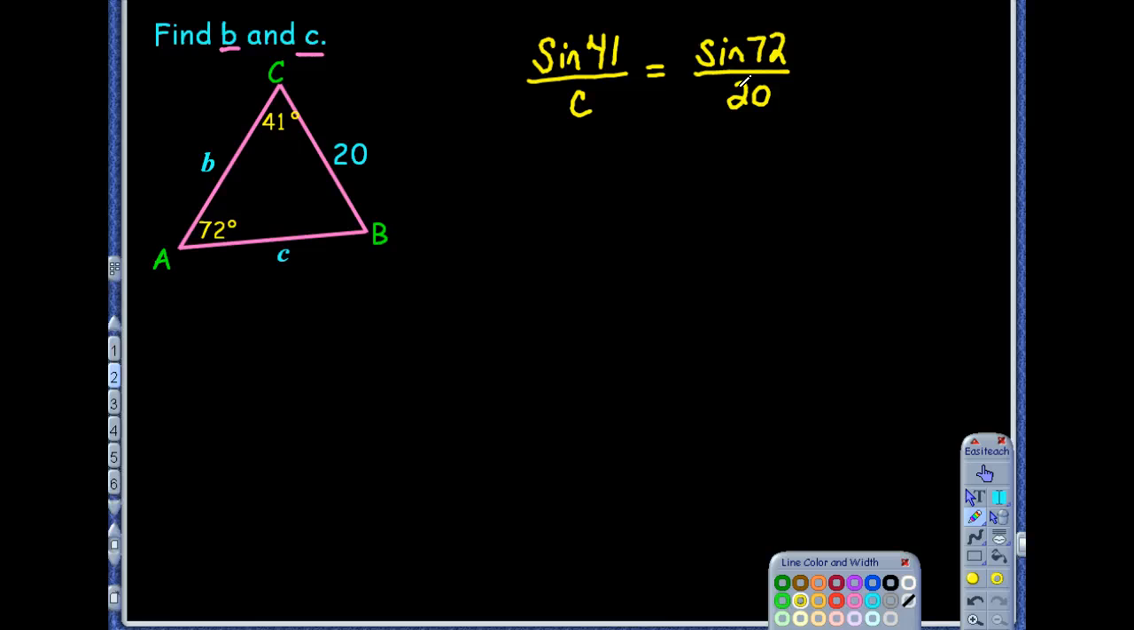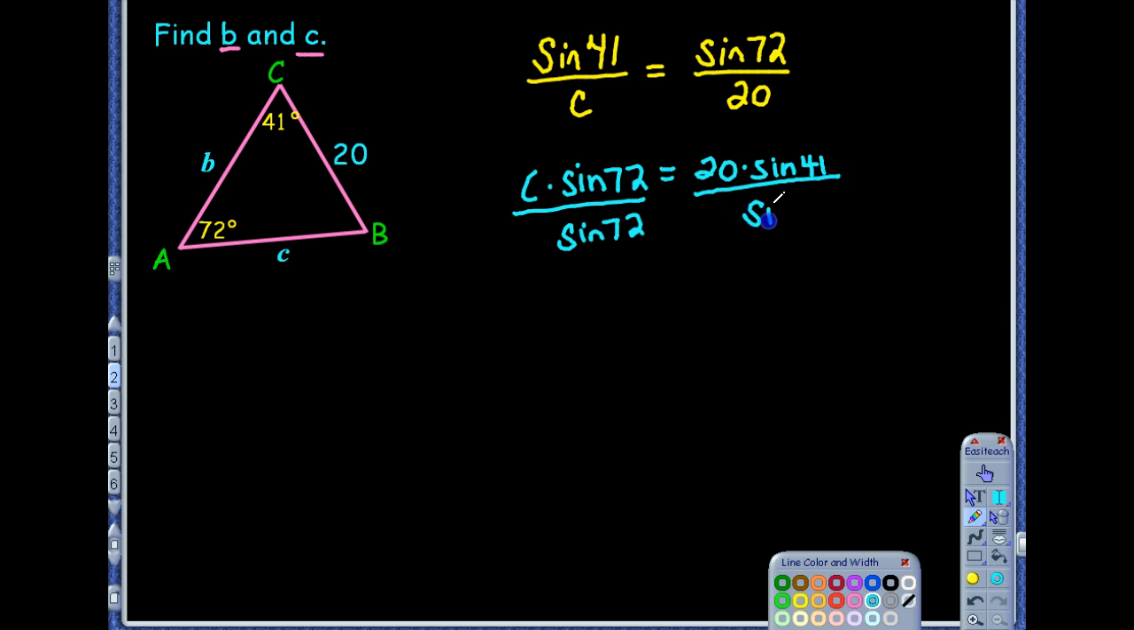So this is just a matter of cross multiplying. We've done this before. The law of sines you should be definitely pretty comfortable with. If I cross multiply, I'm going to do C times the sine of 72 equals, and what am I going to write on the other side? 20 times sine of 41. Okay, and then what are we going to do? Well, I want to get the C by itself, so I'm going to divide by sine of 72.